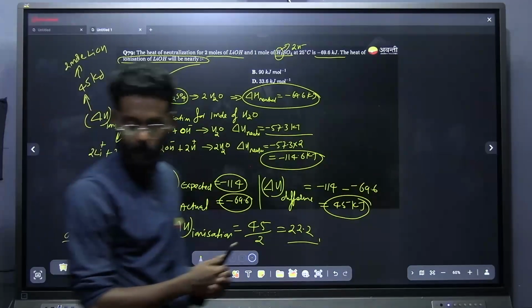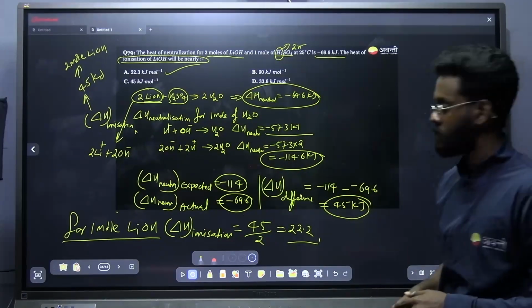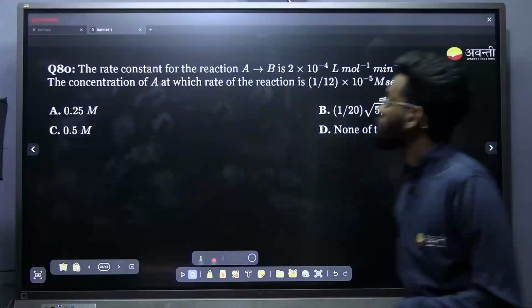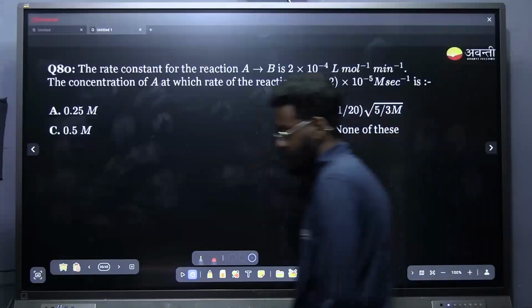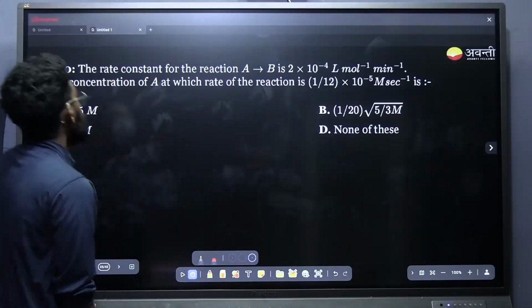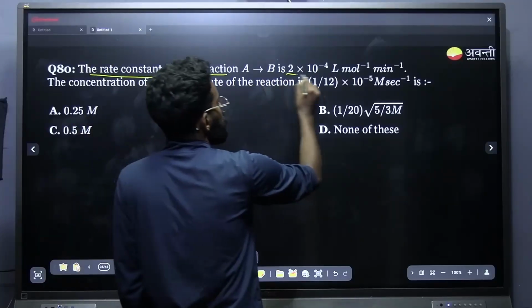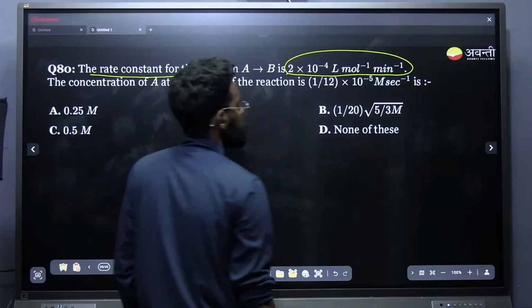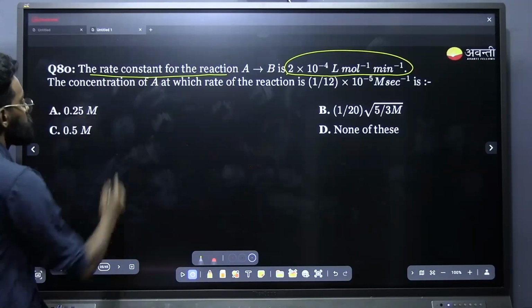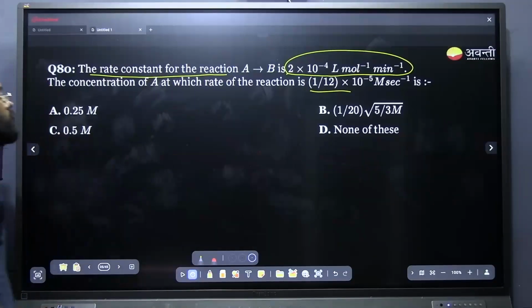Got it, everyone? Expected and actual one. Yes. The rate constant for the reaction A gives B is 2 into 10 to the power minus 4 liter mole inverse minute inverse. And the concentration of A at which the rate of the reaction is given. We have to find out the concentration of A.